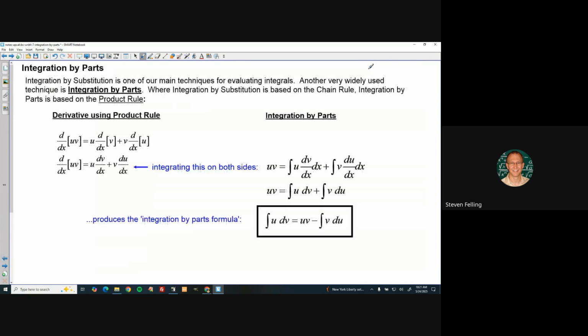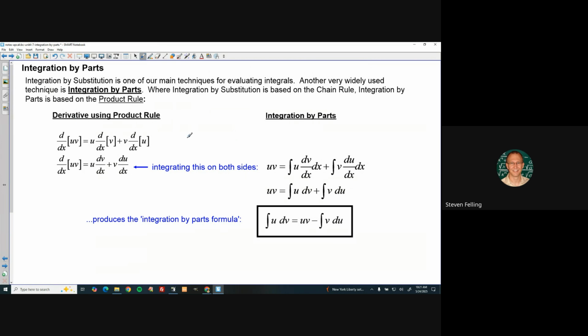So integration by substitution is one of our main techniques for evaluating integrals, but another widely used technique is integration by parts. The difference is that integration by substitution works whenever you have a function inside of a function, so it's the thing that corresponds to the chain rule. But integration by parts is the equivalent in the integral of the product rule for derivatives.